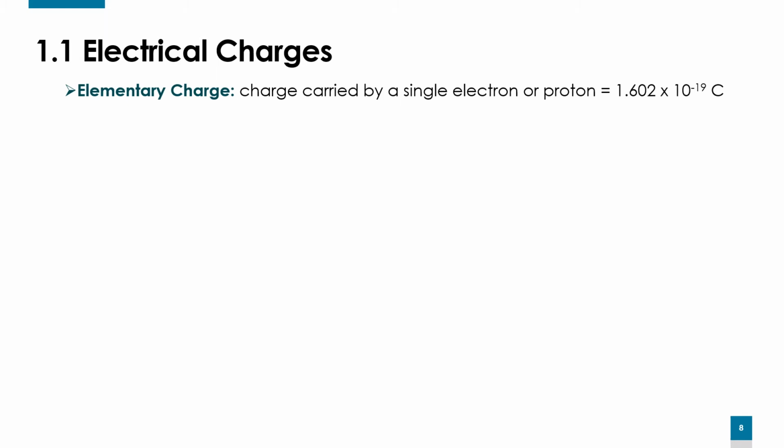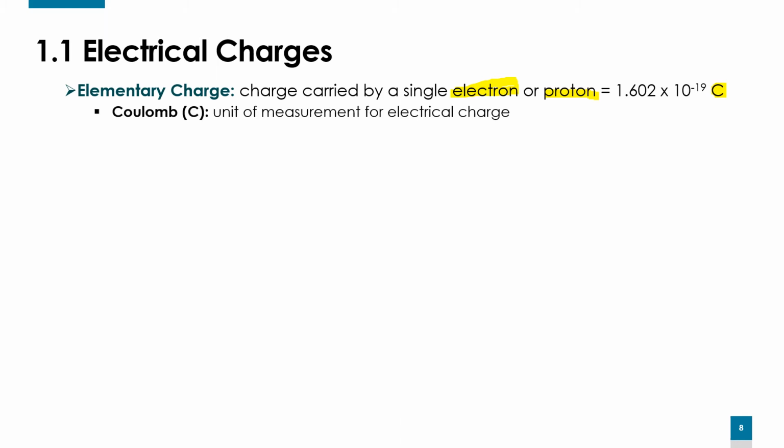Okay, so now in chemistry we were just counting the number of electrons. But in physics we're going to measure. How are we going to measure? Each proton or each electron has a charge. How do I measure this charge? By Coulomb. So one electron or one proton has 1.602 times 10 to the power of minus 19 Coulomb.